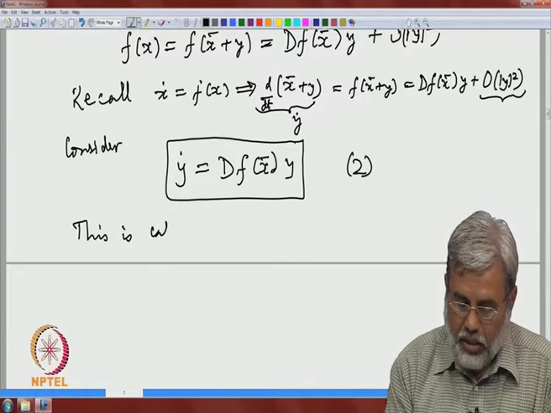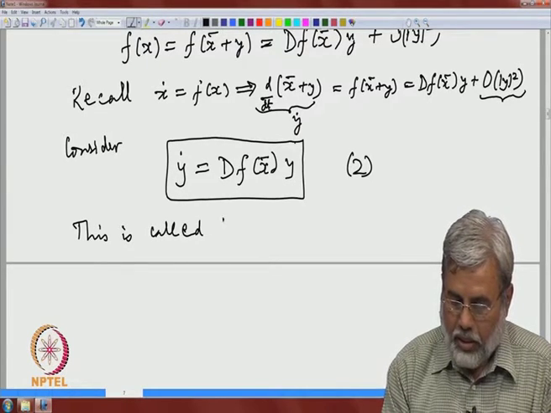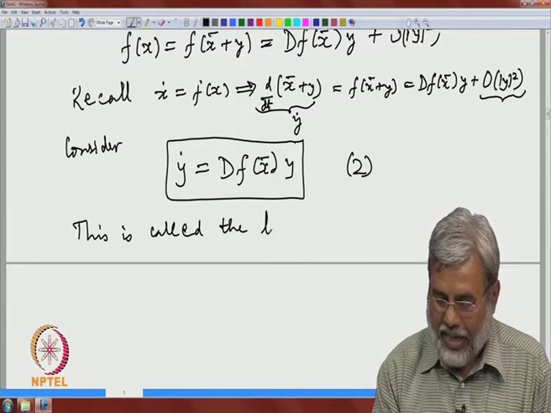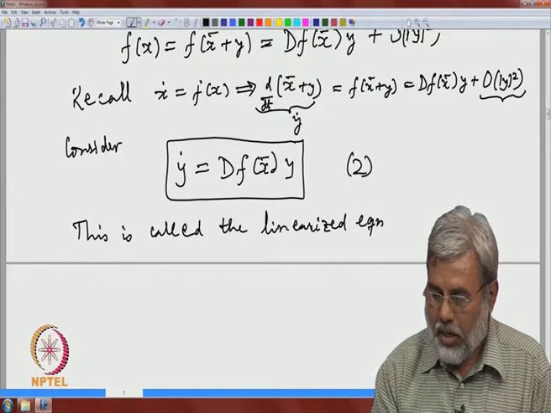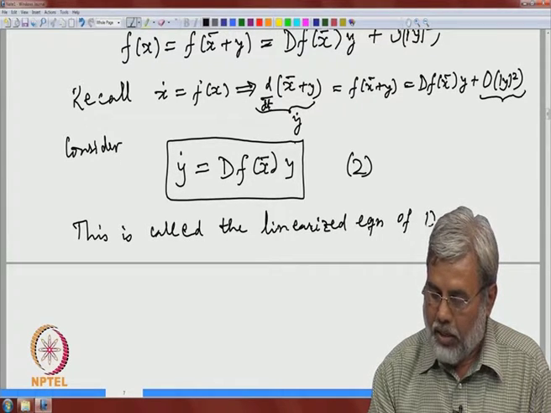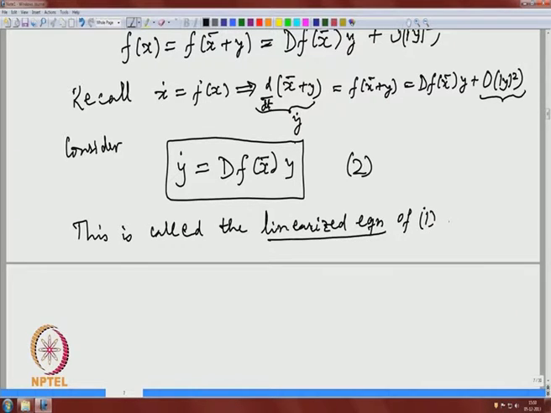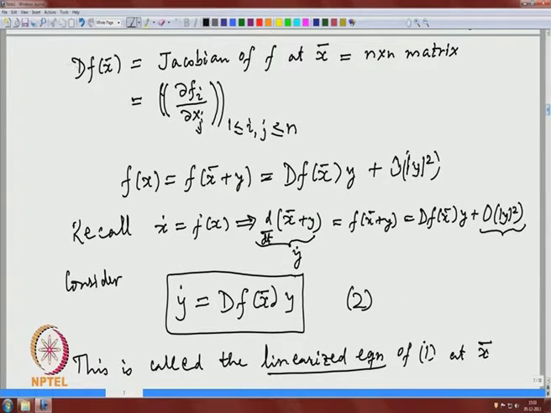This is called the linearized equation of 1 at x bar. So, that is important. So, we are just concentrating on that equilibrium point. So, if there are more equilibrium points, then we get more linearized equations. Okay. So, each one could be different because this matrix changes. Remember that this matrix. Okay.